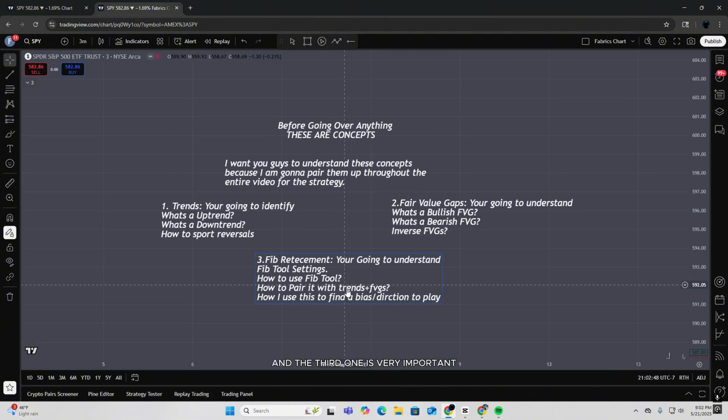The third one is very important because it's a tool that tells you where we could spot a bounce or where we could retrace to. Basically, these three concepts are going to help you understand how I view the market. Obviously, there's more, but these are the three main ones.